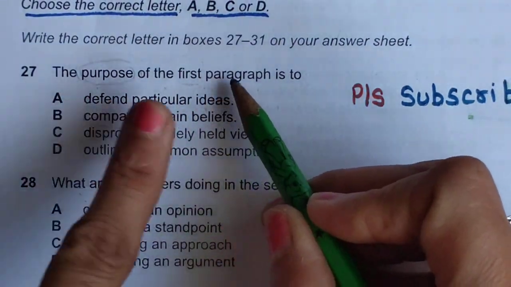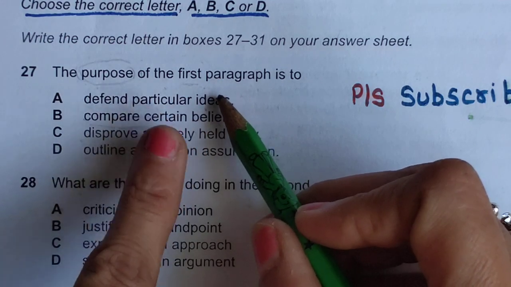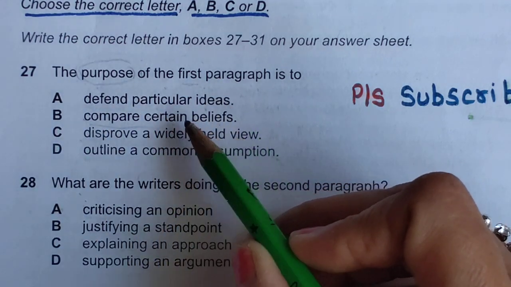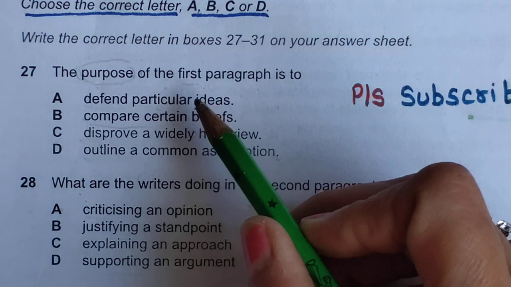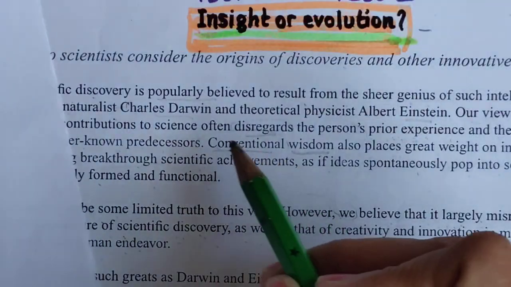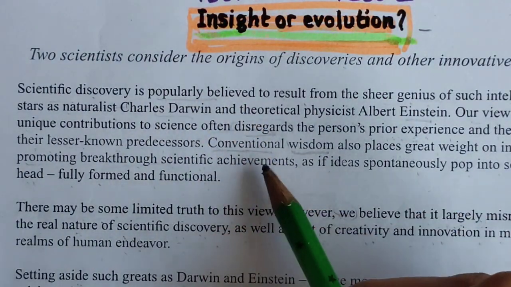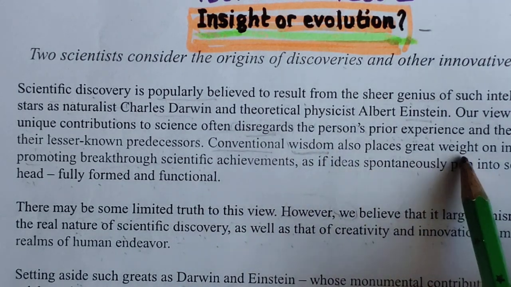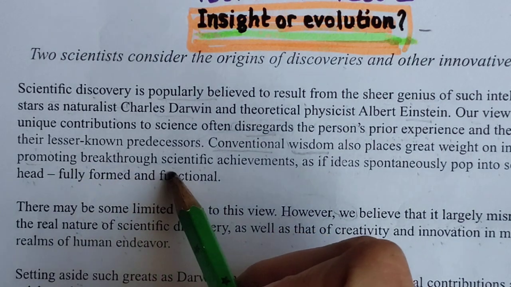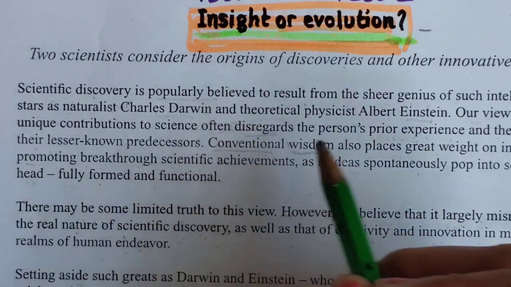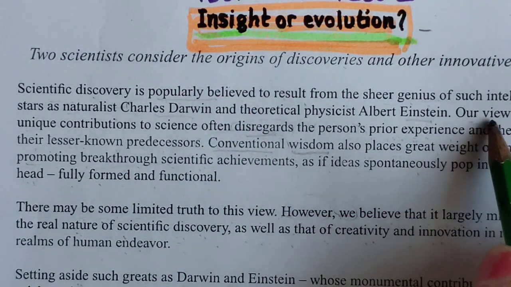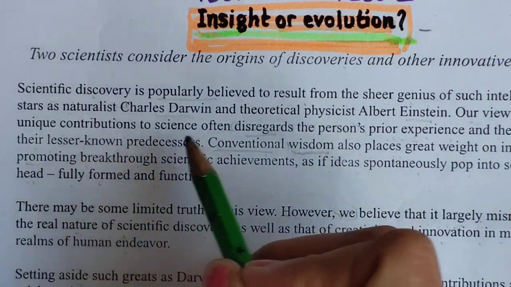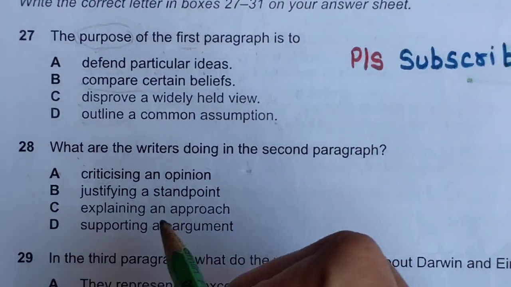Now we have read the first paragraph. After reading it we are not yet aware of the main purpose. So the main purpose, actually they were talking about popularly believed and conventional wisdom that places great weight on insight in promoting this also and this also, and our view of such unique contributions to science often disregards. So 3 main sentences were there.